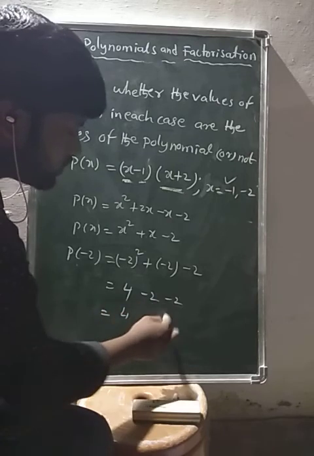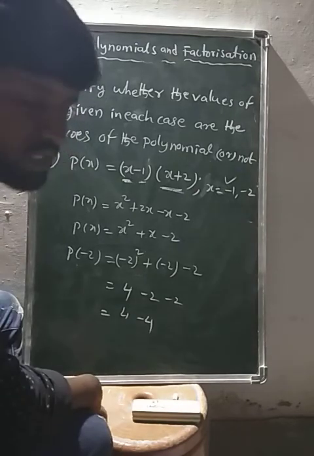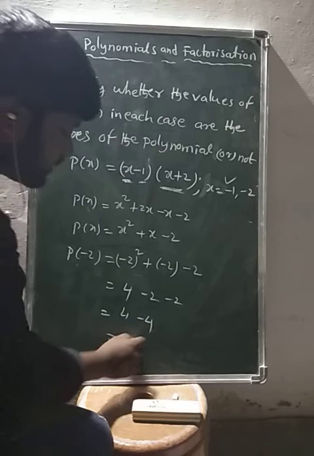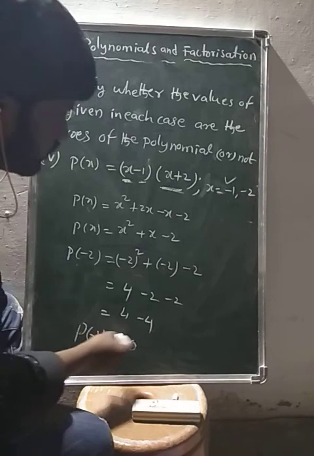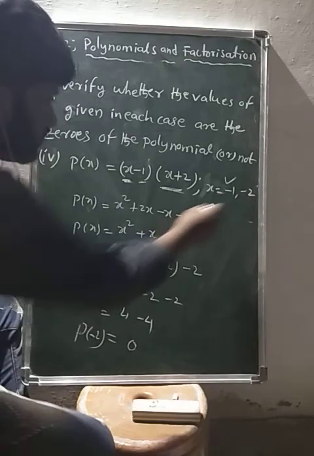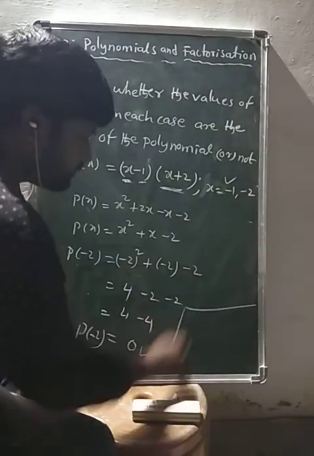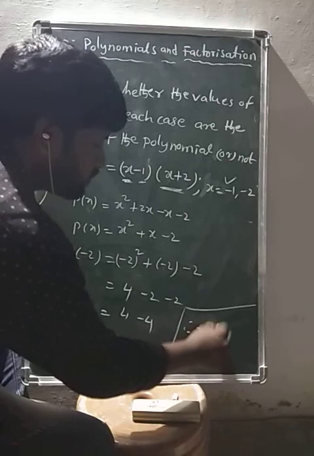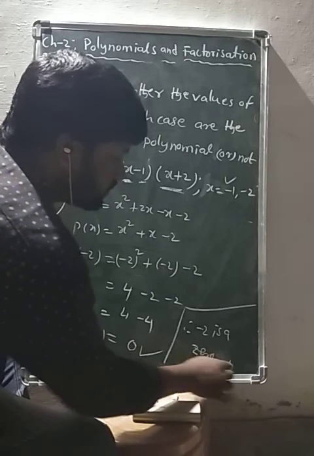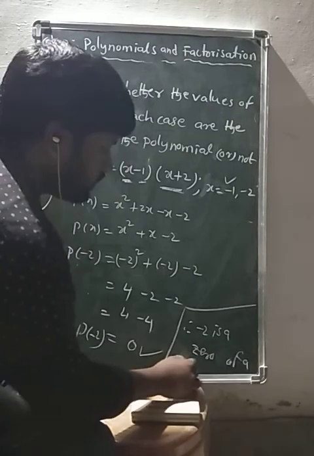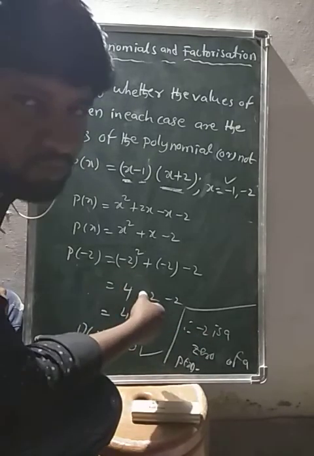4 minus 2 minus 2: minus 2 minus 2 both have like signs, so by adding we get minus 4. Clearly minus 4 plus 4 is 0. So p of minus 2 is 0. If you replace x with minus 2, the value of the polynomial becomes 0. Therefore minus 2 is a zero of the polynomial p of x. Is it clear, students? In the same manner you practice the remaining problems.